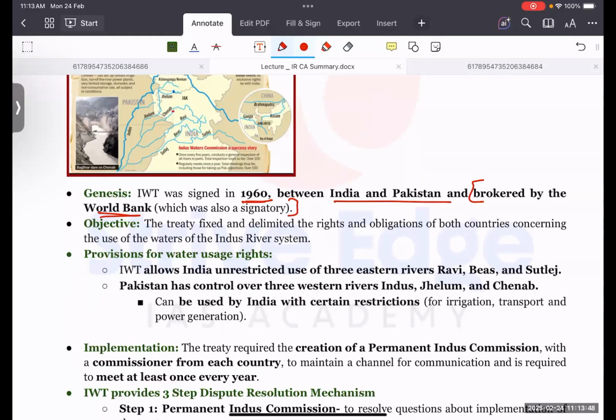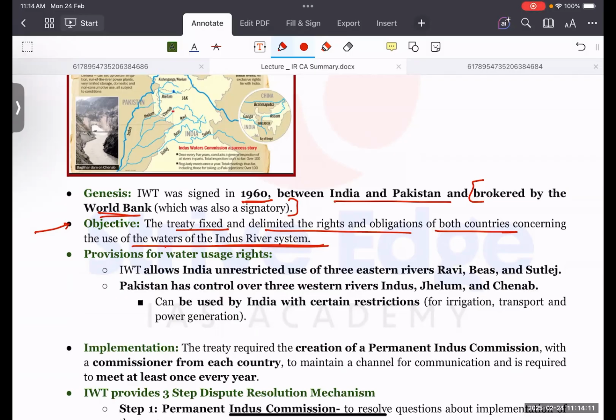What is the main objective of signing the Indus Water Treaty? The treaty has fixed and delimited the rights and obligations of both countries concerning the use of waters of the Indus River system. So regarding whatever issues there are about the Indus River system, rights have been given and obligations have been placed on both these countries. That is the main purpose of signing the Indus Water Treaty.